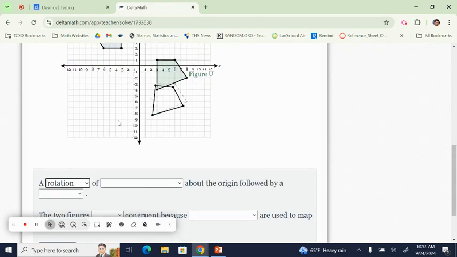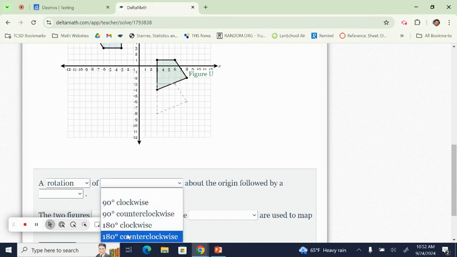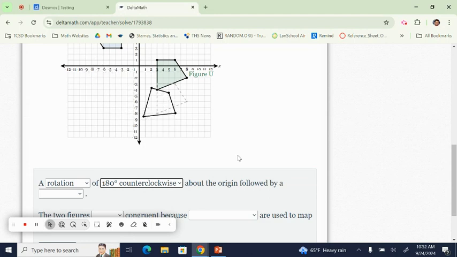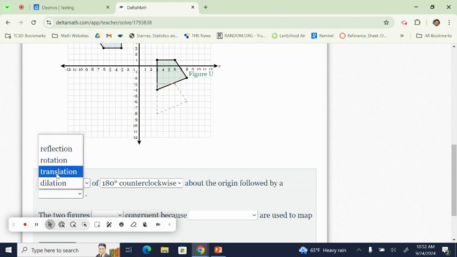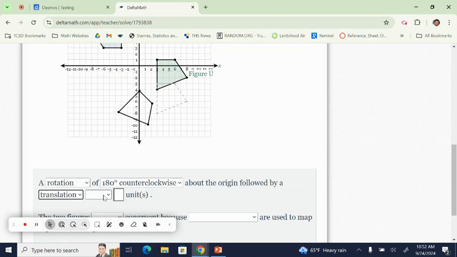Now, which way is it going? It's going against the clock, right? It's going against the clock. That is counterclockwise. Okay. Then, what are we doing next? Well, from here, it is sliding up. When you slide, that is called a translation. Now, it's going to ask you what direction. So I'm sliding up, and by how many?